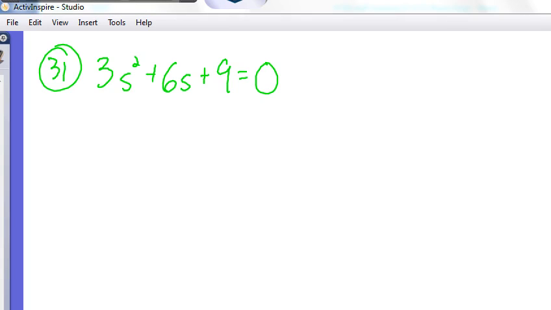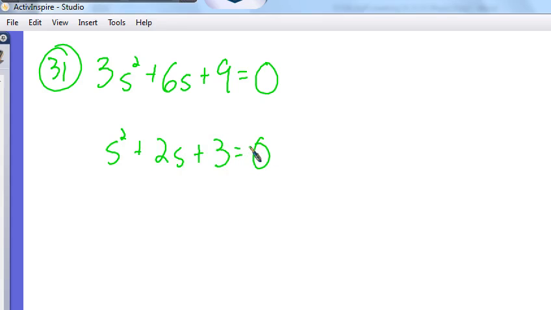Favorable to do first? Divide by 3. You like to divide by 3, you like to have 1 in front of the s squared. s squared plus 2s plus 3 equals 0. Alright, now what?